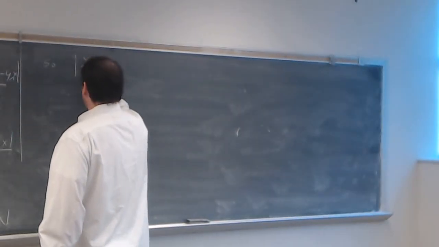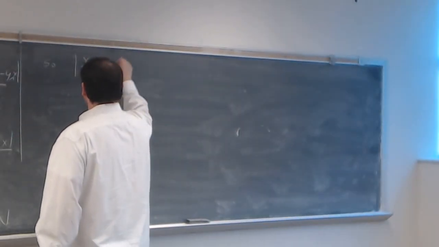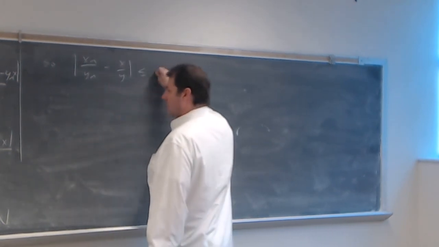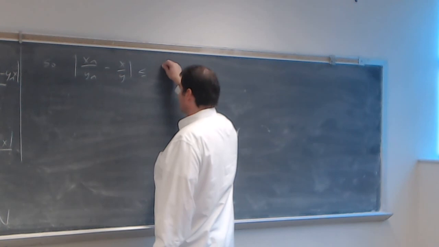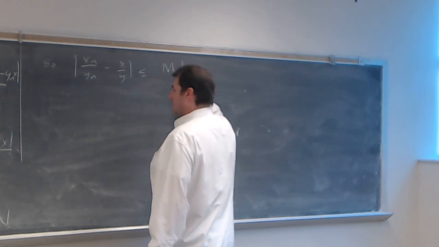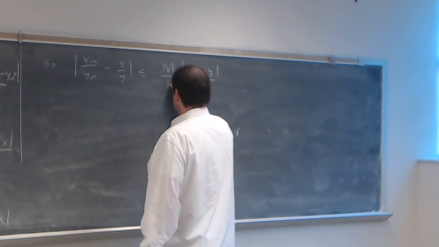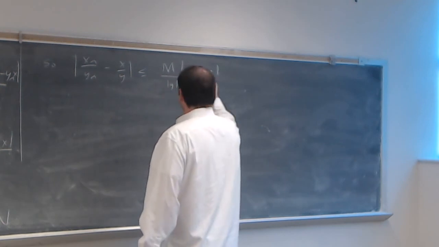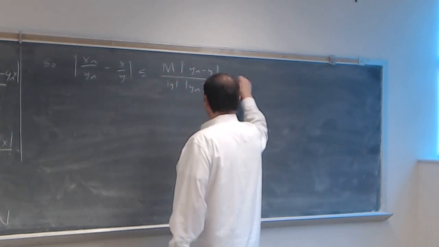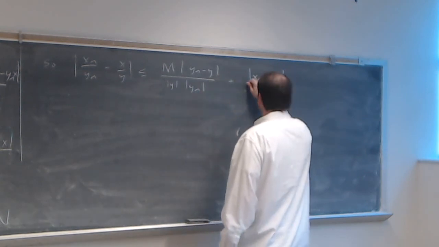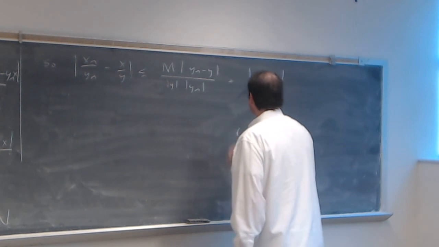So this thing that we want to make small, the absolute value of x sub n over y sub n minus x over y, is going to be less than or equal to, replacing the absolute value of x sub n by M, M times the absolute value of y sub n minus y over the absolute value of y sub n, plus the absolute value of x sub n minus x over the absolute value of y.